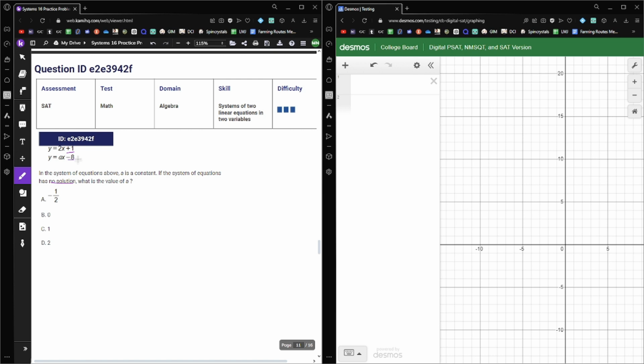Okay, so they have different y-intercepts, so once again, all we gotta do is make the slope the same. So we just gotta make a equal to 2. So our answer is D.